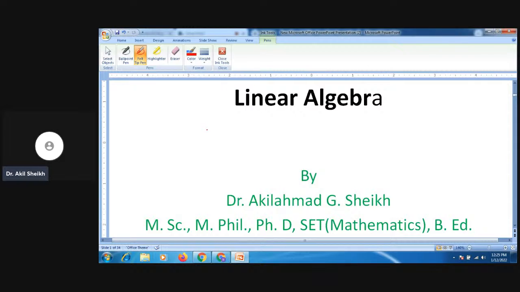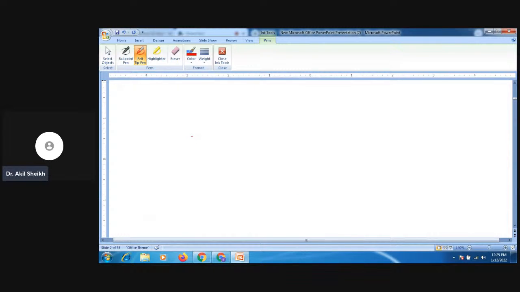Today's topic is linear algebra. In this topic, the subtopics included are inverse of a matrix, rank of a matrix, consistency, eigenvalues, eigenvectors, and use of the Cayley-Hamilton theorem. First of all, I introduce some basic definitions of matrices, which will be useful.